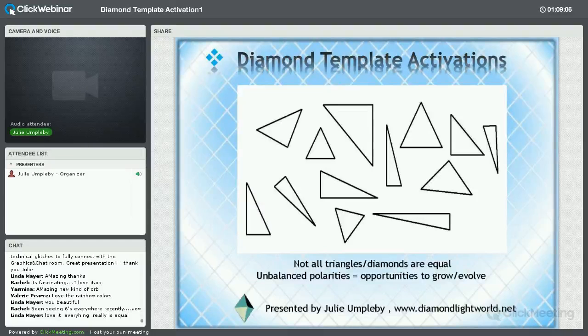So that's really the essence of today's session: we're going to work within our diamond grid on where those distortions perhaps exist, so that we can restore as many of those templates within our overall grid as possible.